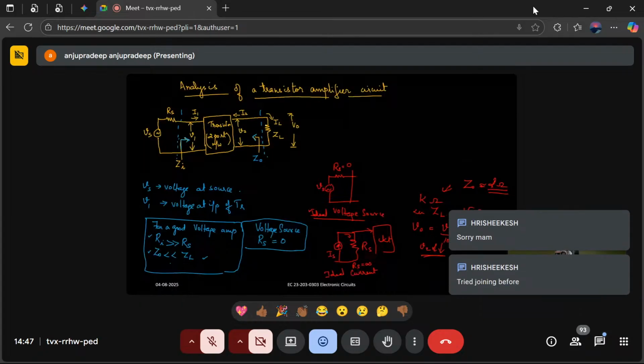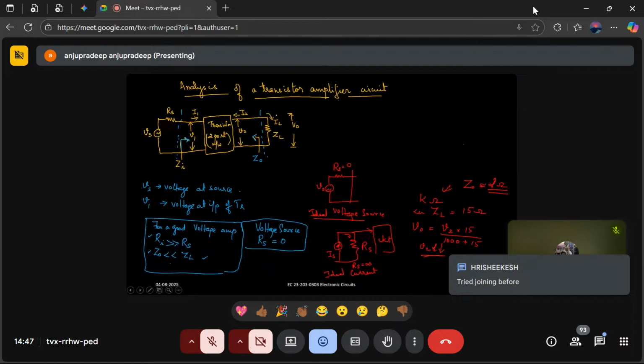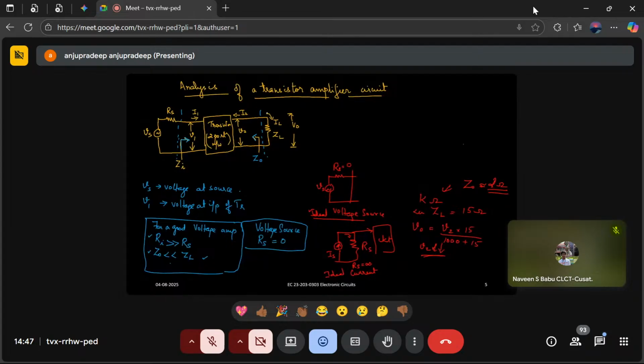So the load current, you want the amplified signal to reach the load. The load current will be flowing outwards, whereas the output current will be flowing into the transistor. Actually, these two, I2 and IL, will be the same in magnitude, but for analysis, you are showing them like this.